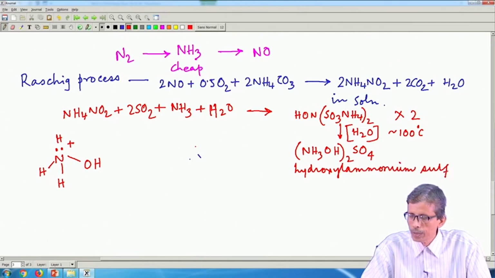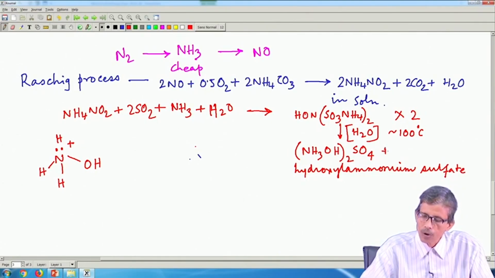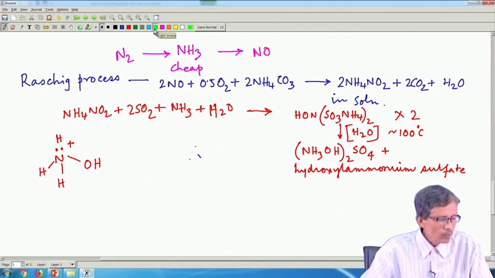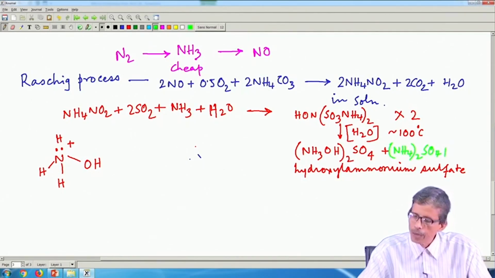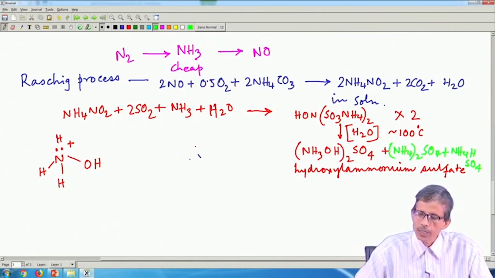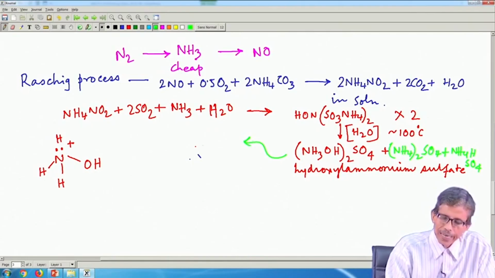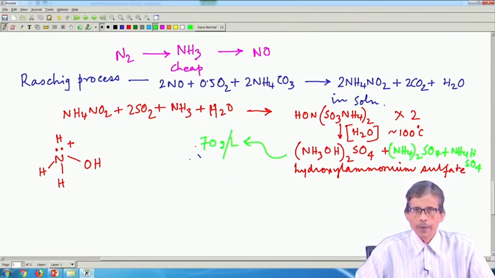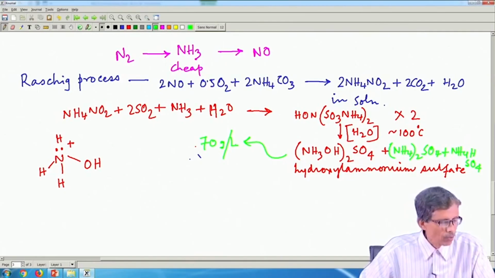Hydroxylammonium sulfate, which we can produce. Along with that, we can also have ammonium sulfate and ammonium hydrogen sulfate, (NH4)HSO4. These are the side products that should also be carefully controlled, such that we get a production of these at a concentration of 70 gram per liter. So, we will be able to produce 70 gram per liter of that compound from this very simple reaction.